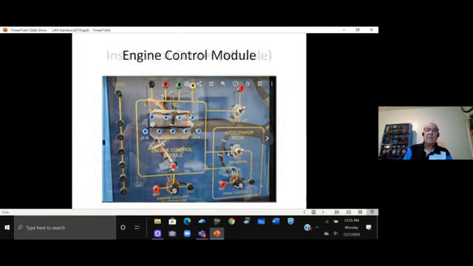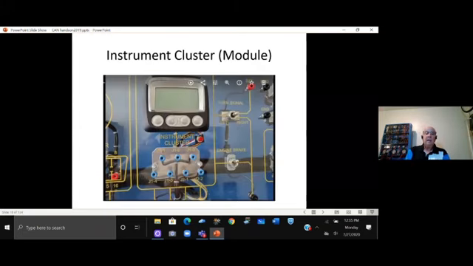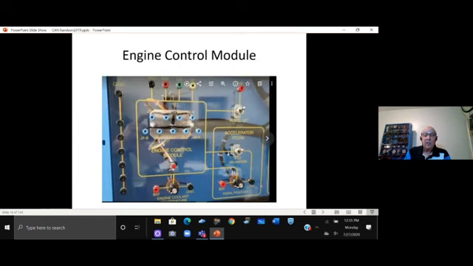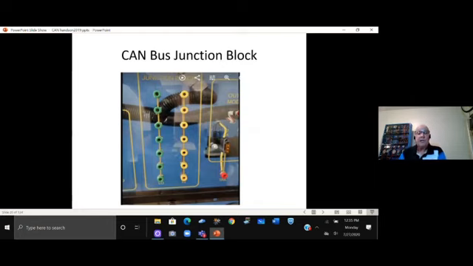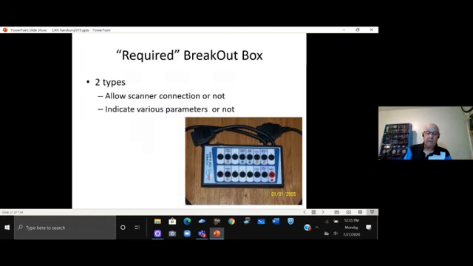Okay, and again, the last module is the instrument cluster. Now you'll notice, and again, I chopped off the bottom of this, sorry about that, that on every one of these modules, there is a yellow and green connector, which is supposed to be the high-speed CAN bus. So somewhere all of these have to connect together. That's our CAN bus junction block. A bunch of greens all connected together, a bunch of yellows all connected together. And this is how this thing's actually going to work.